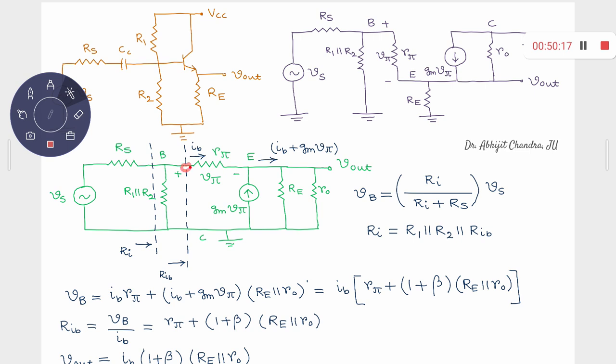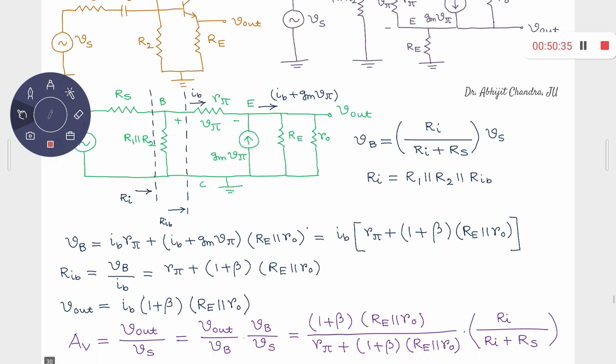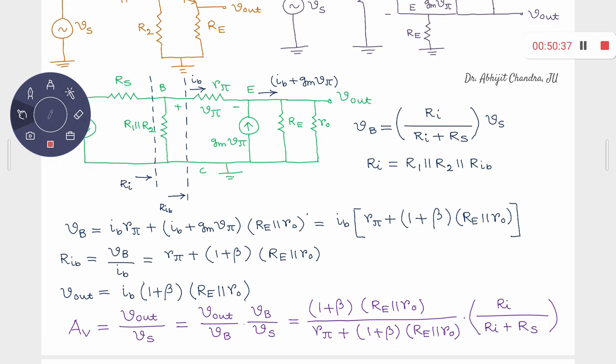If you take the ratio Vb upon Ib, this Vb upon Ib is what? This voltage is Vb, this current is Ib. So Vb upon Ib will give you what? R, not Rb, that is RiB over here. So what is RiB then? Vb upon Ib. That is equal to r pi plus (1 plus beta) times RE parallel ro.